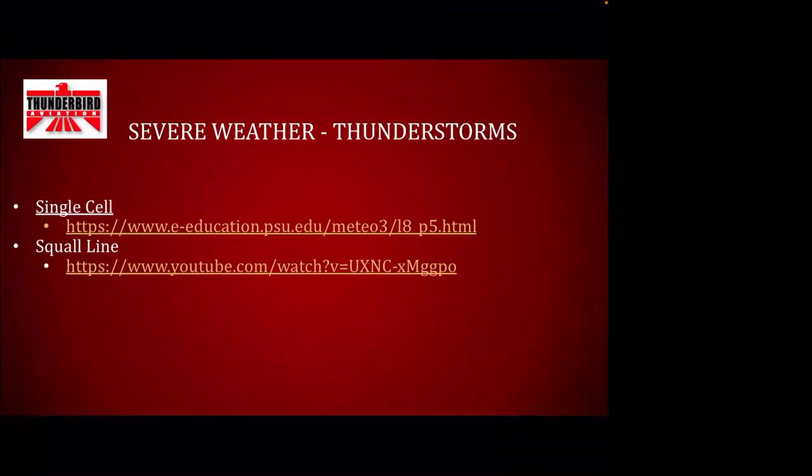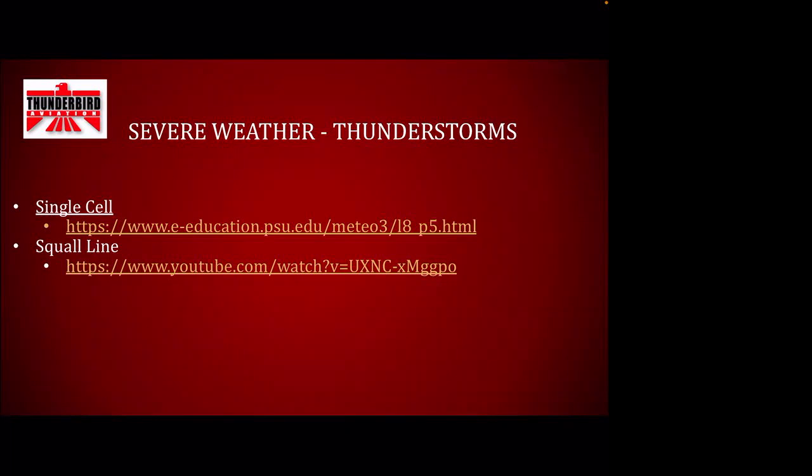So the single cell type of thunderstorm is a rarity. Very seldom do they happen and are severe, but the worst kind of thunderstorm is the squall line, because in the single cell storm like we talked about, eventually it gets to the point where it's raining over its source of heat from the ground and basically shuts off the source of heat, and the storm goes into dissipation.